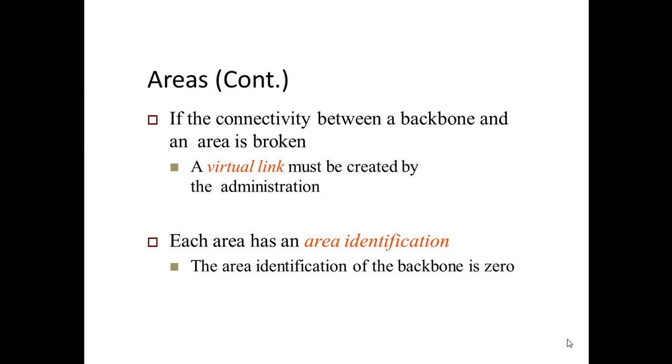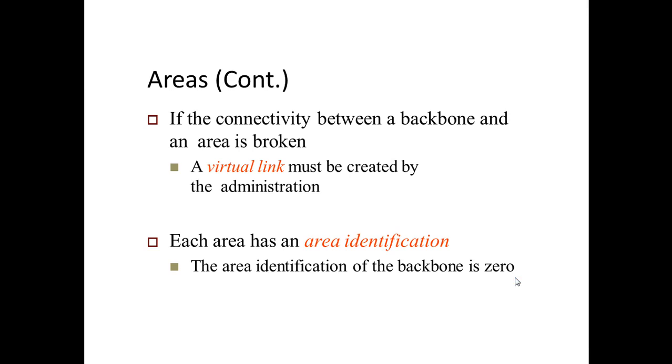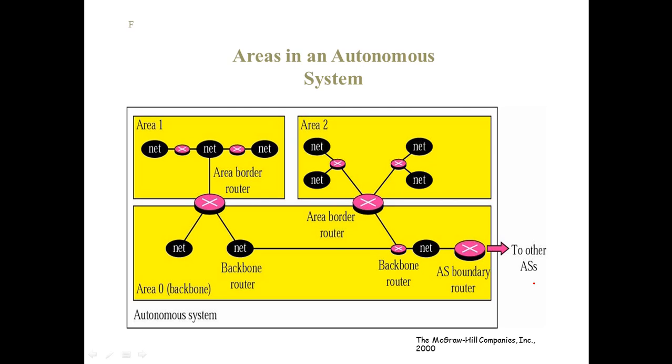Each area has an identification code, the area identification, and the area identification of the backbone is zero. You know that the all-zeros concept is applied over here. The identification of the backbone will be all zeros. So this is a perfect example.